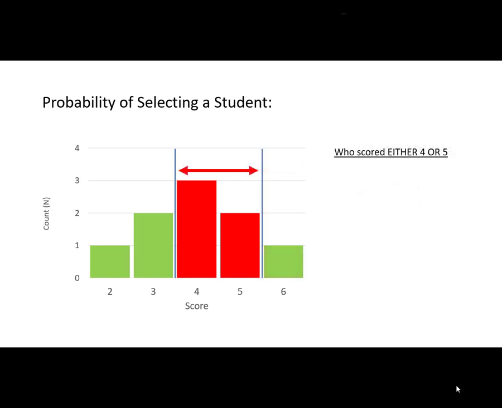And we'll do another one. How about the probability of selecting a child who scored either a 4 or a 5? And again, the answer is very simple. These basic principles are the same regardless of how large a sample we draw.